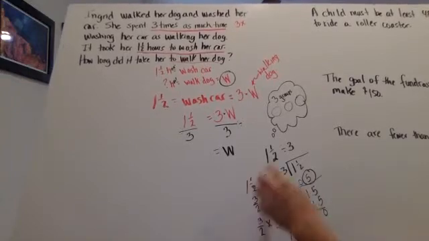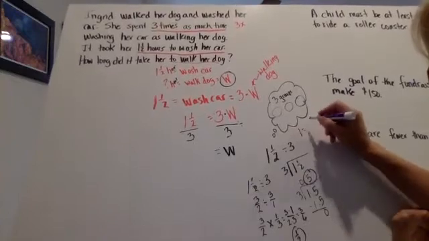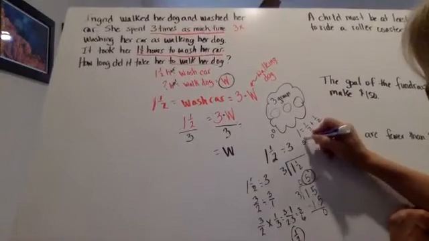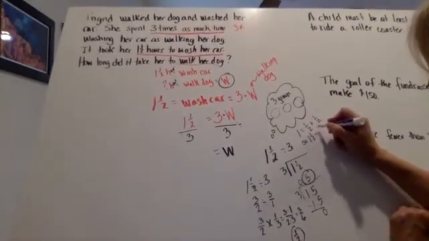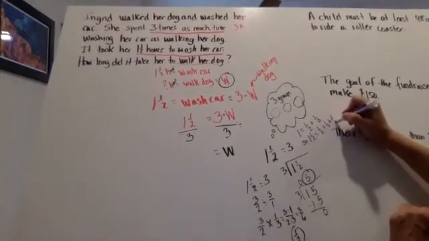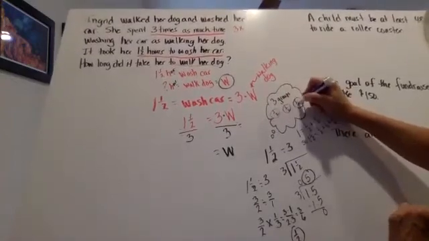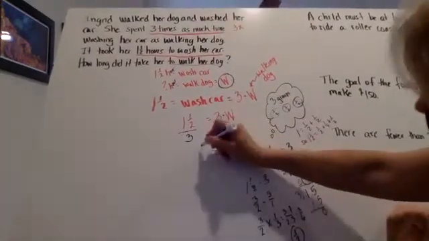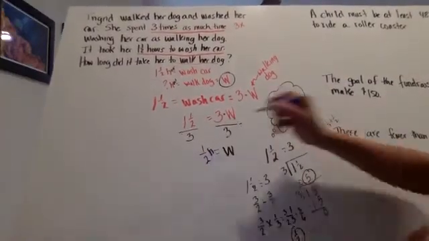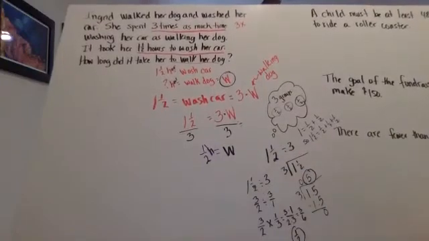Or I could have thought about, oh, 1.5. I know that 1 is equal to 1/2 and another 1/2. So 1.5 is equal to 1/2 plus 1/2 plus another 1/2. Oh, 3 groups. I can put 1/2 of an hour in each group. So either way you come at the problem, the answer is 1/2 of an hour. It took a 1/2 hour to walk the dog and 1.5 hours to wash her car.